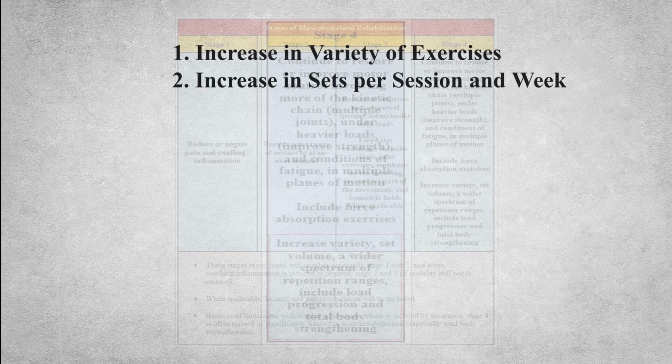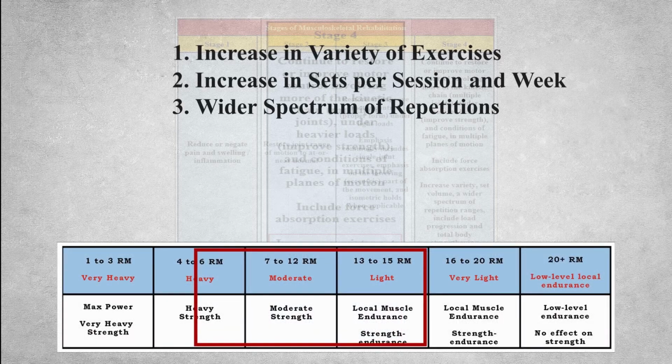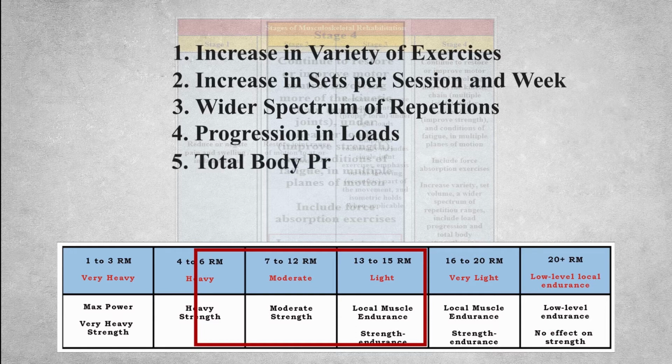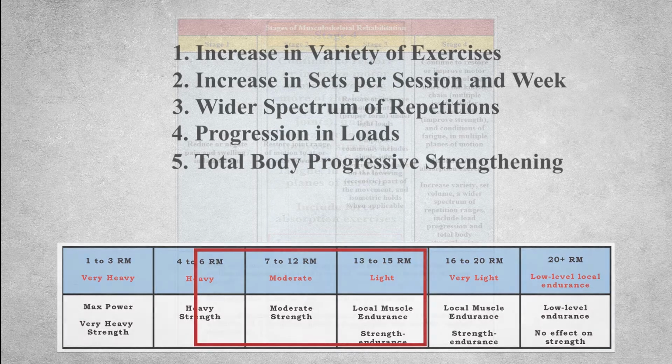And also in a perfect world, stage 4 should include an increase in variety, more set volume, so you should be performing more sets per muscle group within the scope of a session and within the scope of a week, a wider spectrum of repetition ranges, so it's not always 2 or 3 sets of 10. And stage 4 should also include progressions in load so that you're getting stronger within each repetition range. And something that therapists don't have the ability to do because of limitations from insurance is that stage 4 in a perfect world should include total body strengthening and not just strengthening for the part that's injured.